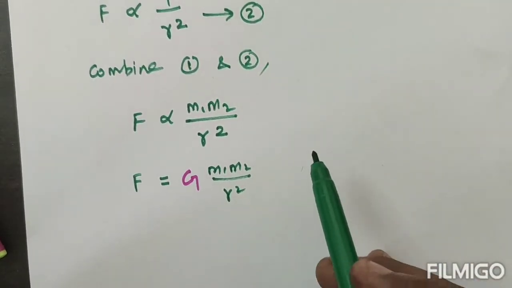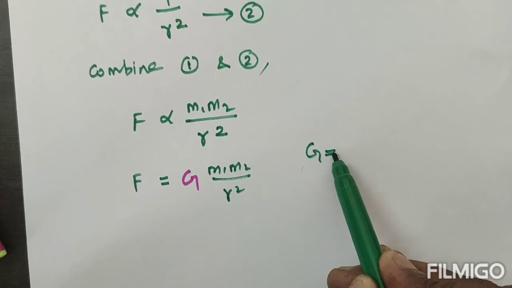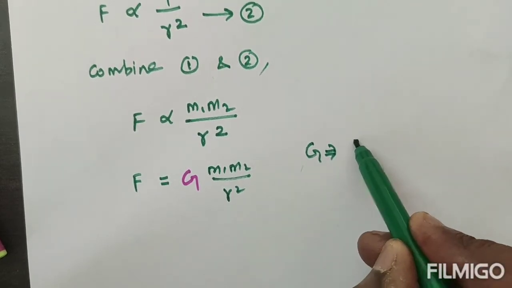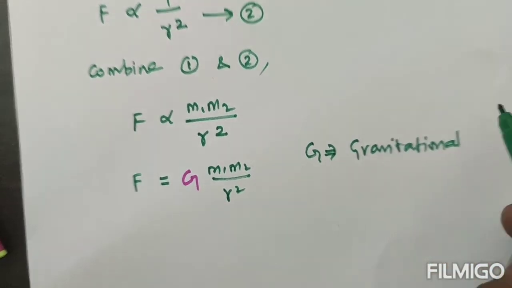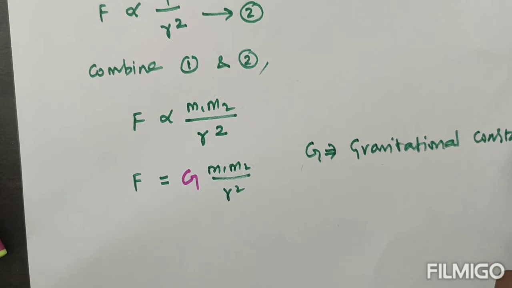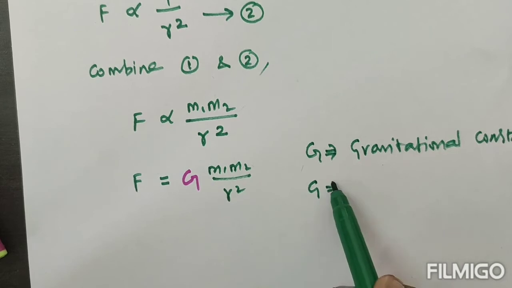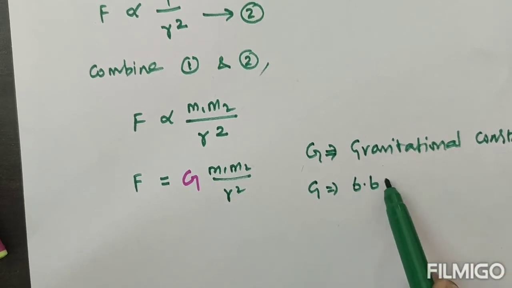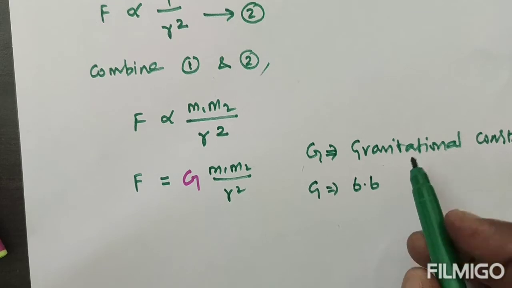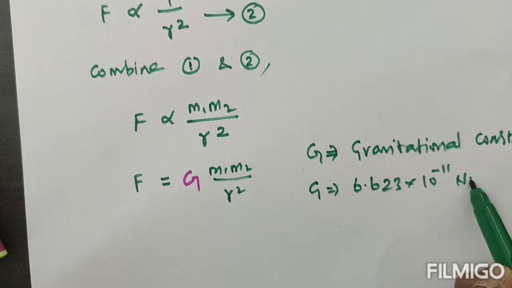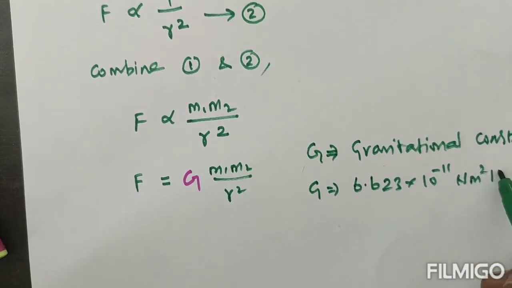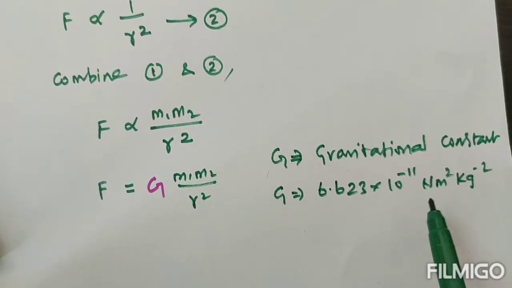So G is nothing but the constant of proportionality, that is known as the gravitational constant. The value of this gravitational constant is 6.623 into 10 power minus 11 Newton meter square per kilogram square.